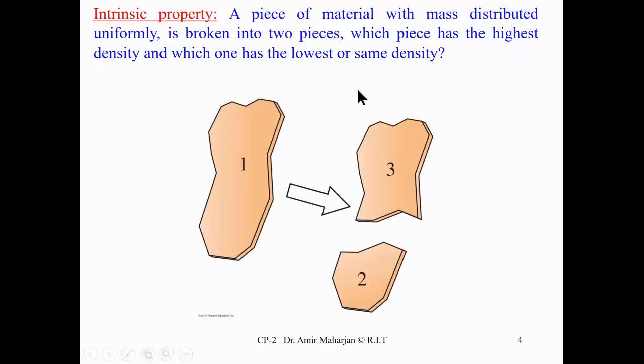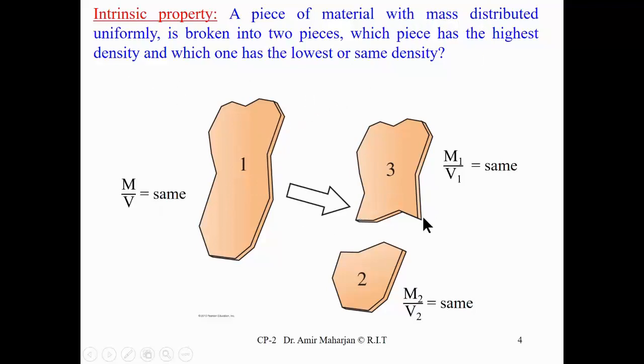Let me ask you a question. A piece of material with uniform mass density is broken into two pieces. Which piece has the highest density and which one has the lowest density, or are they the same? Obviously the answer is both pieces will have the same density, because density is an intrinsic property, and this is true only if the mass is distributed uniformly.